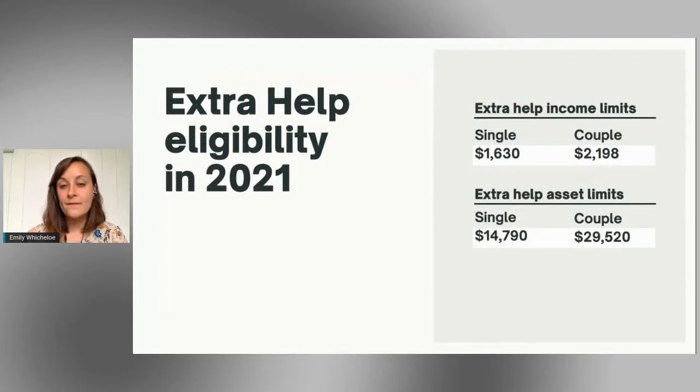Here on this slide, we have the federal income and asset limits for 2021. Extra Help is a federal program. It's run through the Social Security Administration, and these are the income and asset limits that count throughout the country. So I'll leave these up for a moment, and again, if you think you might be eligible for Extra Help, you can contact your state health insurance assistance program for help applying, or you can call the Social Security Administration.